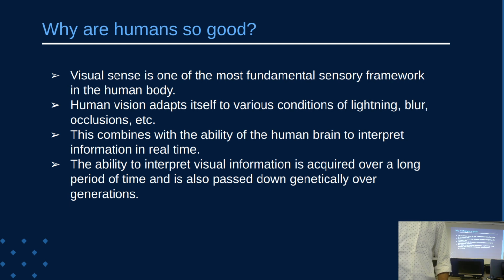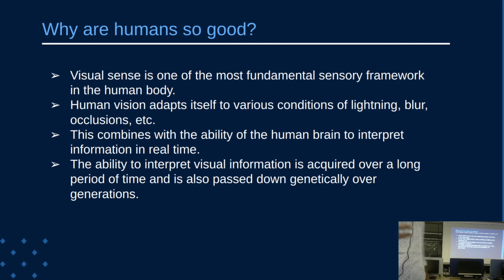The other thing is that human vision is also capable of adapting to different conditions of lighting, blur, occlusions. Now I'm standing here, right? And there's a desk in front of me. But you can tell that I have legs, right? Because I'm standing. You can't see them, but you know that I have legs, right? So it's an adaptive vision system.